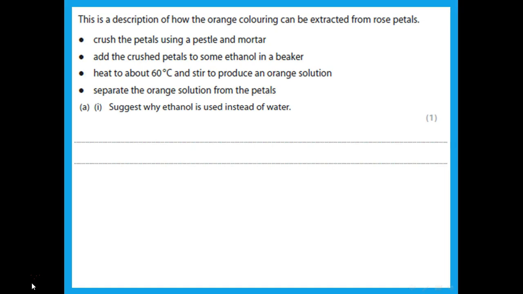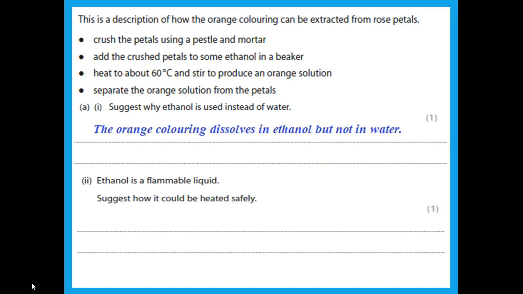So why is ethanol used instead of water? If he's using ethanol, that means the color dissolves in ethanol but does not dissolve in water. So the orange coloring dissolves in ethanol but not in water. That's why he's using ethanol.